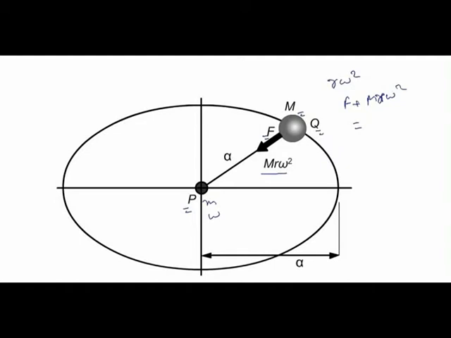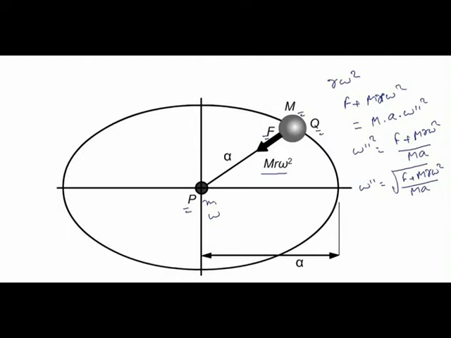Now these two forces are responsible for generating centripetal acceleration for object Q. So if in this frame of reference the object Q is moving with angular velocity omega double dash, then this will be equal to M times a into omega double dash square, where a is the distance between object P and Q. So here we can write omega double dash square is equal to F plus M r omega square by M a, or omega double dash will be equal to root under F plus M r omega square by capital M a.